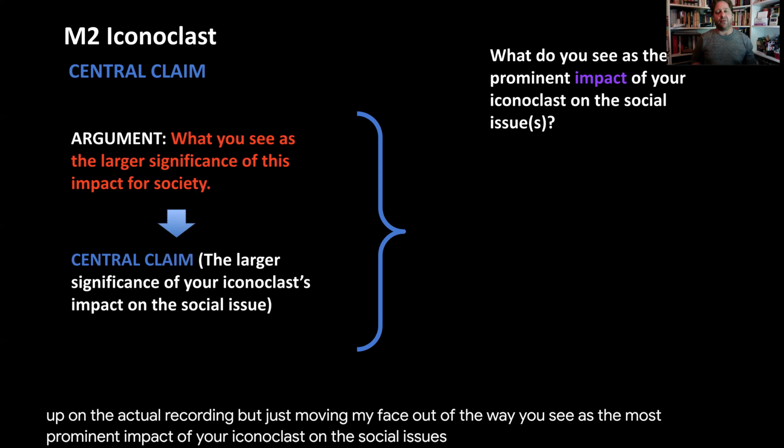So what do you see as the most prominent impact of your Iconoclast on the social issues? Okay, sorry. What do you see as the overall consequence of this impact for the social issues? What does it get us to understand or to do? Or, like I said, what is it getting the most important people affected or concerned to understand or to do? So like we said, in the case of the Gandhi situation, we're talking about what did it get the people of India to do or to understand, right?